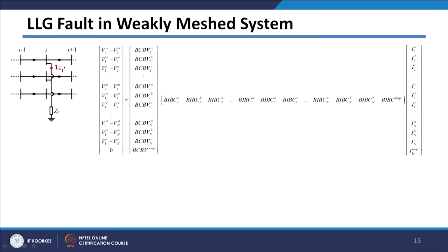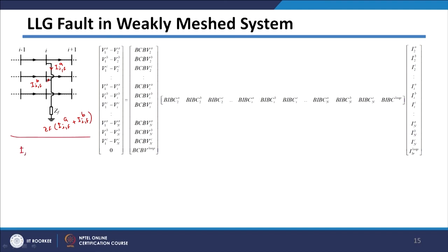post fault current in A phase and current in B phase is post fault current in B phase, and therefore voltages will be ZF multiplied by post fault current in A phase plus post fault current in B phase. Okay, therefore boundary condition I can write it like this.